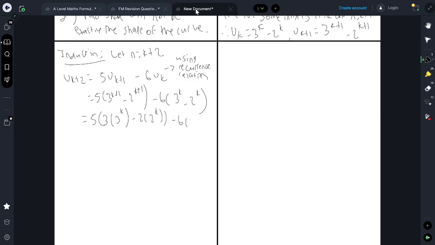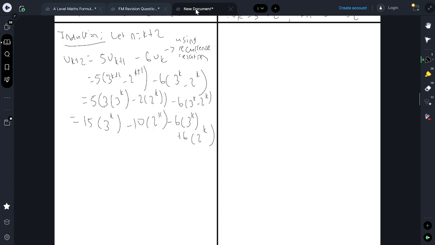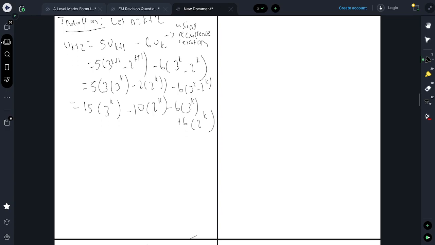Minus 6, 3 to the k, minus 2 to the k. And that's going to be 15 lots of 3 to the k, minus 10 (5 times 2) lots of 2 to the k, minus 6 lots of 3 to the k, plus 6, let's write it here, plus 6 lots of 2 to the k. Okay, hopefully you can see we've done it now, we just substituted and used index laws.